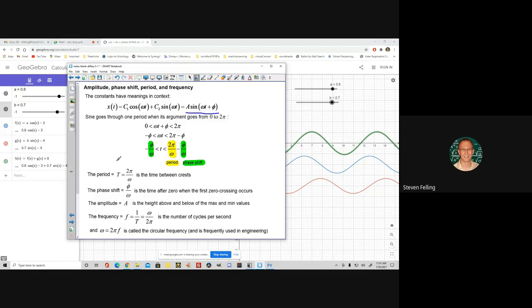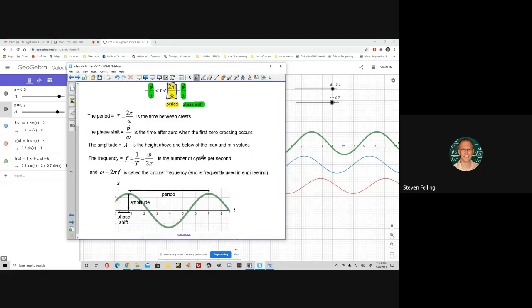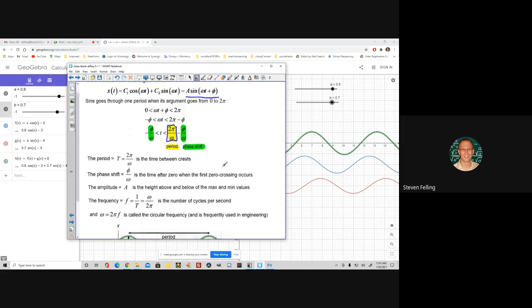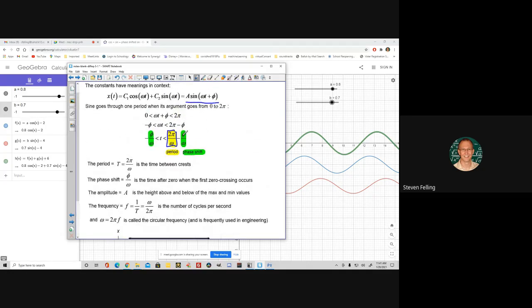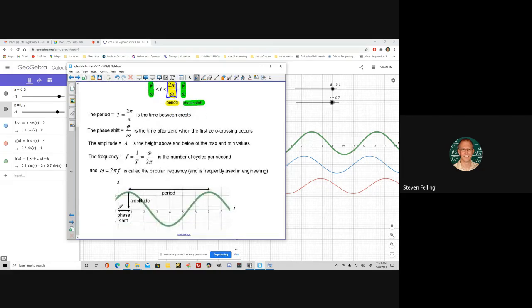Okay, so the period, which a lot of times you use capital T for, is this value here, 2 pi over omega. And that's the time between crests on the wave, right? I can show you down here. The period is that, okay? The phase shift, which is phi over omega, happens to be the time after 0 when the first zero crossing occurs. So I didn't quite draw this here. Actually, this would be over here. This is the phase shift. In fact, actually, it would be here because it's when we start going up. Sine goes positive. So correction in the notes, this is the phase shift right here because this is where the sine wave starts.